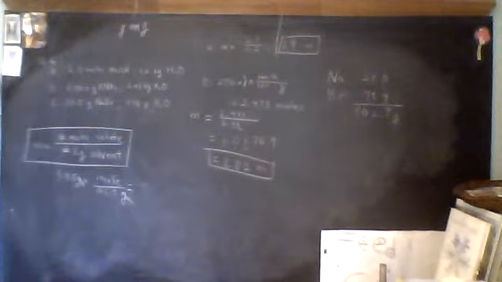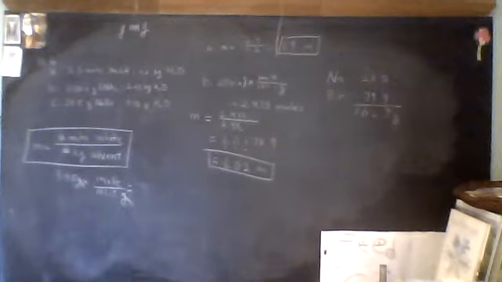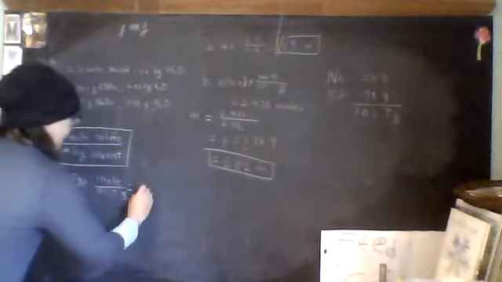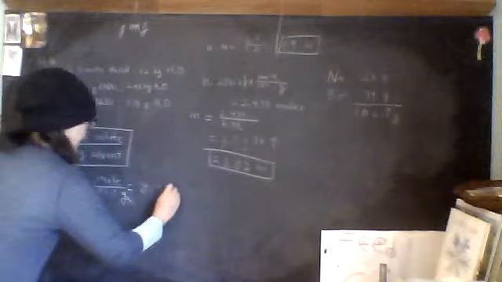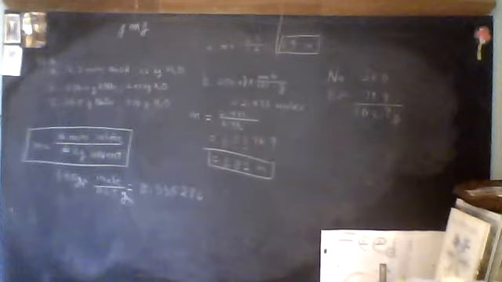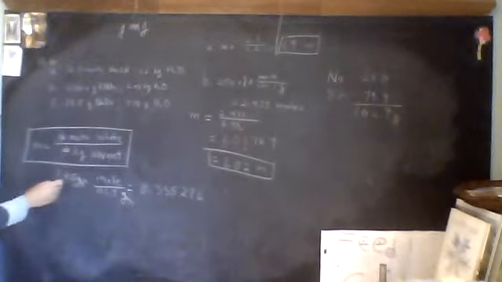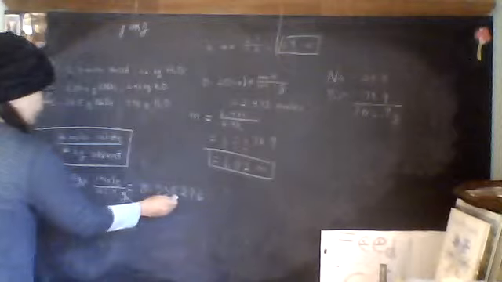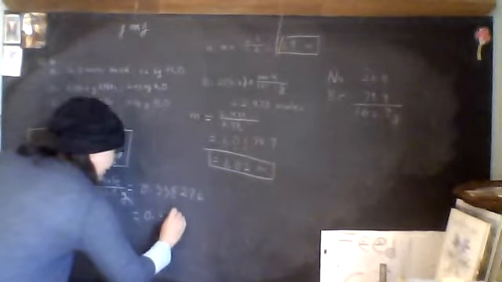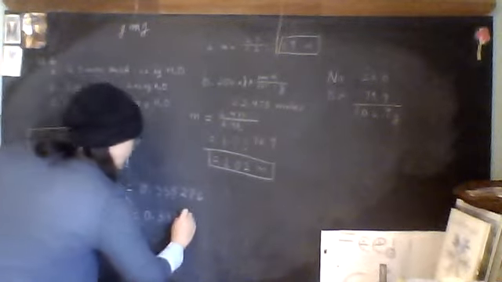So divide 34.5 by 102.9. We get 0.335276. Here I have 3 significant digits, so I'm going to record that as 0.335 moles.